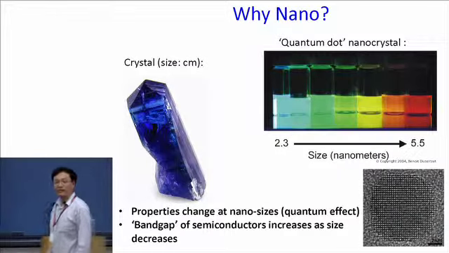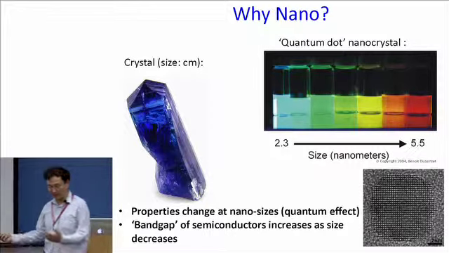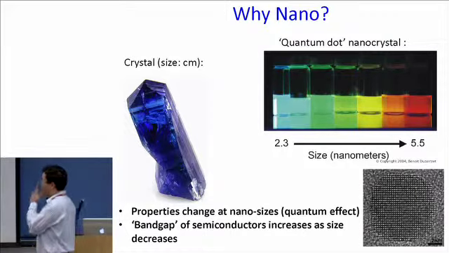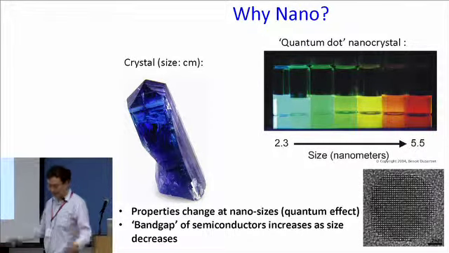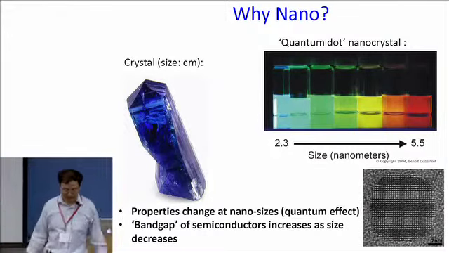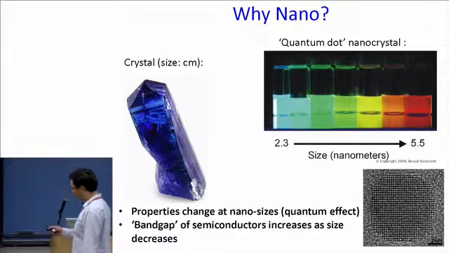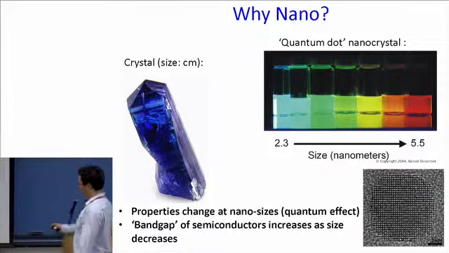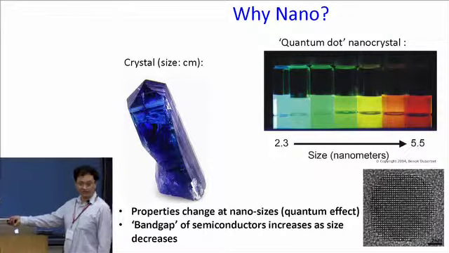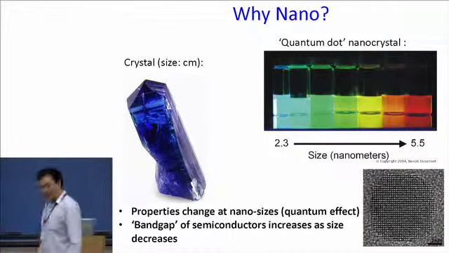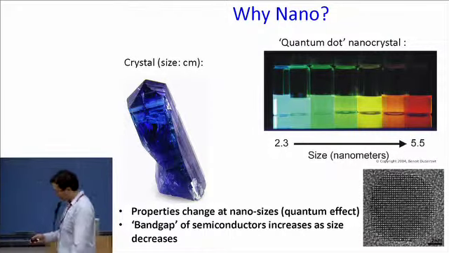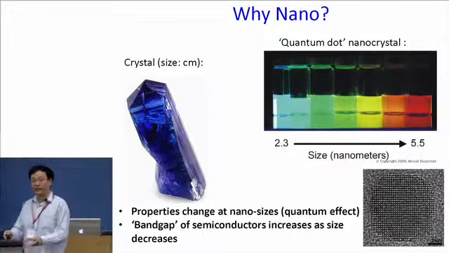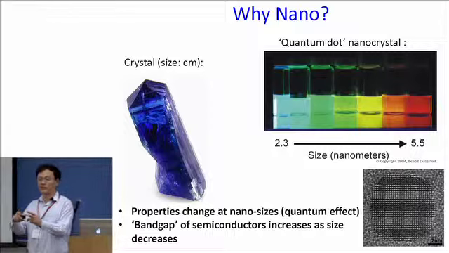Now we've talked about what nano is. Let's talk about why we care about nanomaterials. This is a big crystal that you can find in the field. These are huge crystals. But people have been making these crystals in much smaller sizes, such as the one here, where the scale bar is only 2 nanometers. The reason people make them small is that the physical properties of these materials change as you make the size of the crystal smaller.